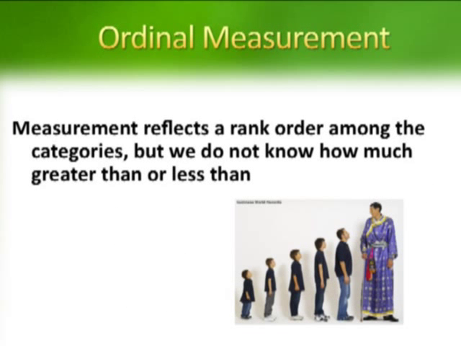The next level of measurement is ordinal. This measurement reflects a rank order among the categories, but we do not know how much greater or less than one category is from another. This ordinal measurement provides more information about variables and characteristics to be measured. The numbers assigned to each category can be compared, and a member of a higher category can be said to have more of an attribute than the member of a lower category.